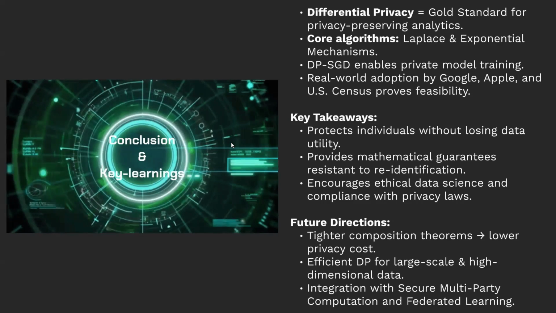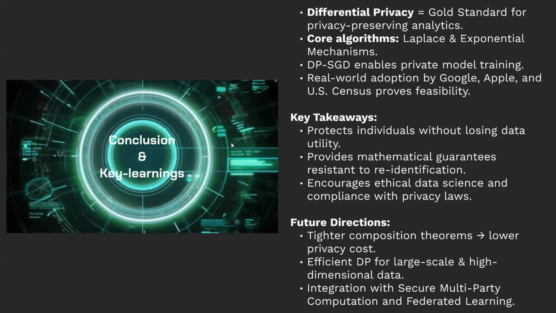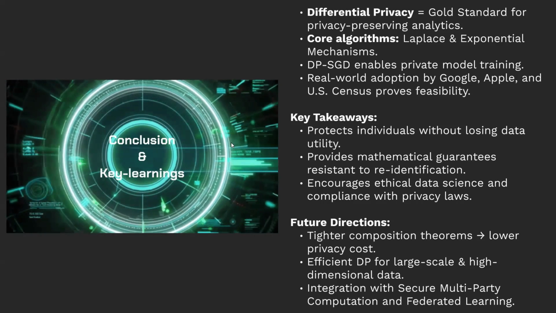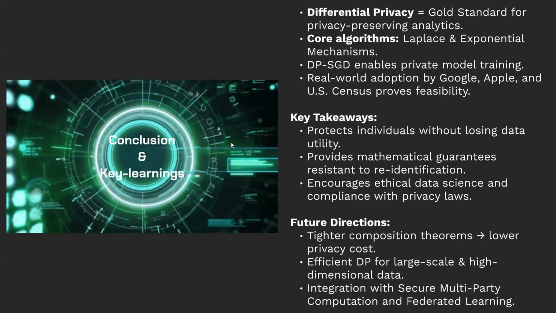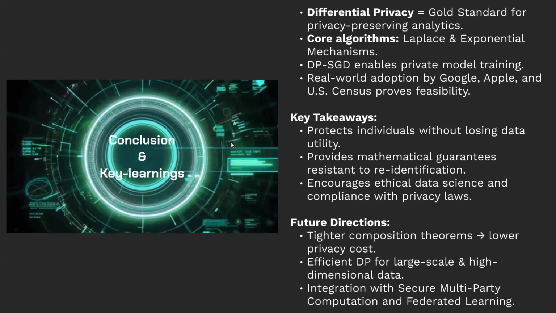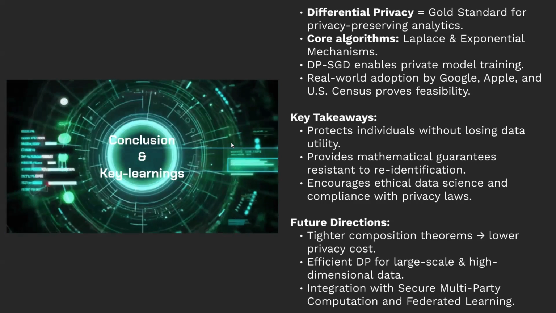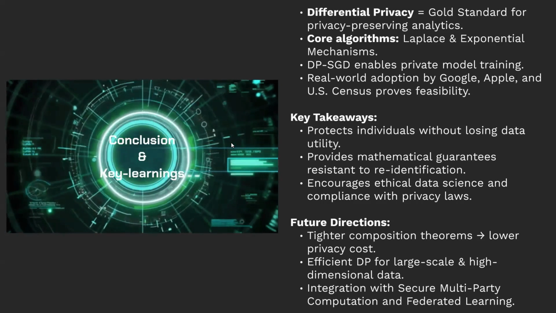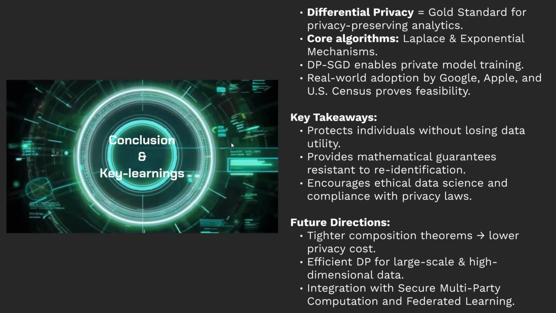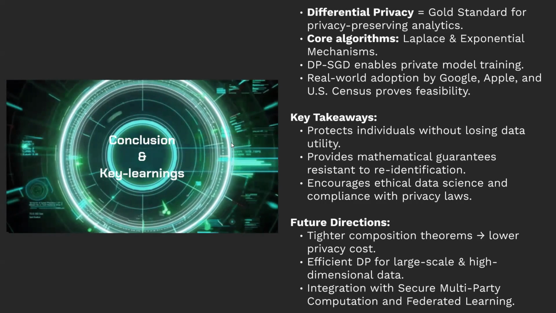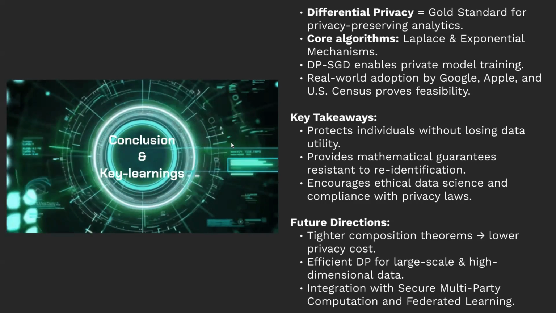Together, these mechanisms form the building blocks for designing private systems that can balance data utility and individual confidentiality. When applied to machine learning, particularly through differentially private stochastic gradient descent, which is also known as DP-SGD, we gain the ability to train models that preserve privacy without severely sacrificing accuracy. This is a crucial advancement, allowing modern AI systems to learn from sensitive data such as medical or financial records while offering formal guarantees against information leakage.